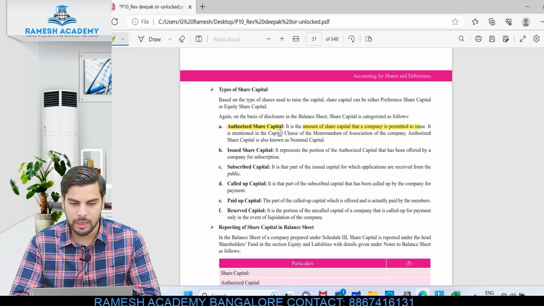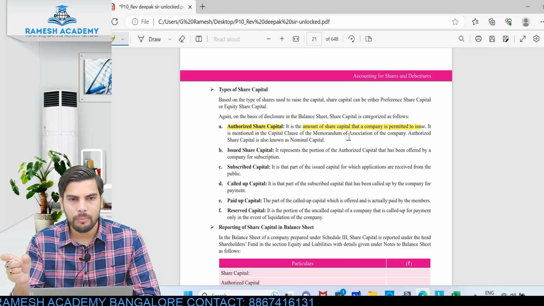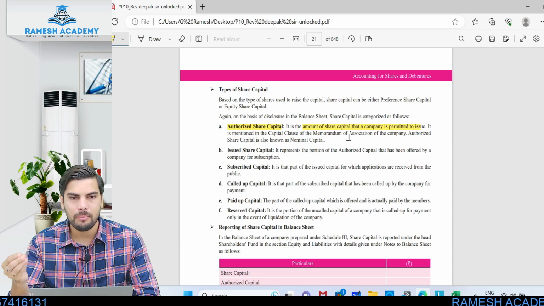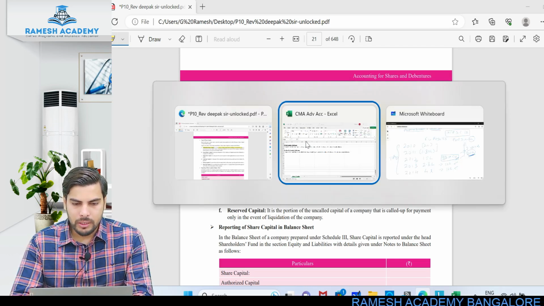It is mentioned in the capital clause of the Memorandum of Association. Normally we call it MOA. When it comes to MOA, there will be different clauses, like the name clause and the object clause. One of the clauses would be the capital clause. In the capital clause, they would have mentioned what exactly is the maximum amount which the company can issue. So these are the maximum number of shares which the company has got authority to issue.